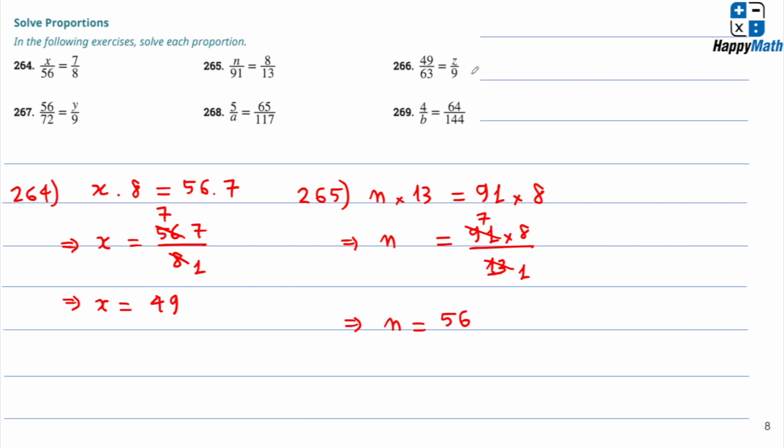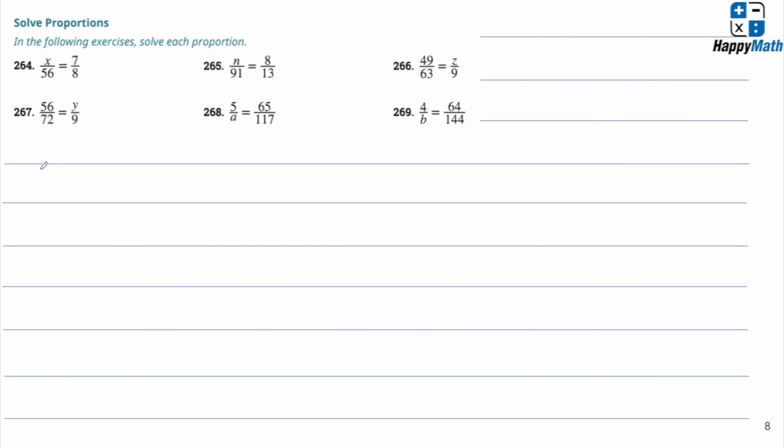The next question is 266, 49 times 9, and then 63 times z. You want to figure out z, you have to divide by 63 in here. Simplify 9 and 63, you get here 7, here 1. 49 divided by 7, you get 7 one more time. So z will be equal to 7. That is the way you can apply the cross product for solving each equivalent fraction or each proportion.